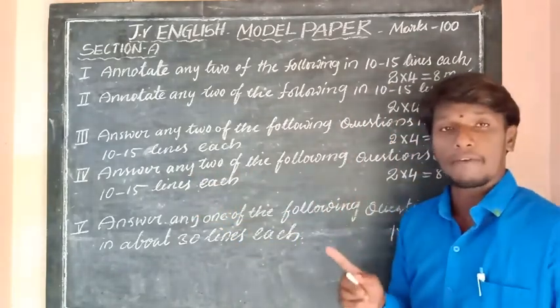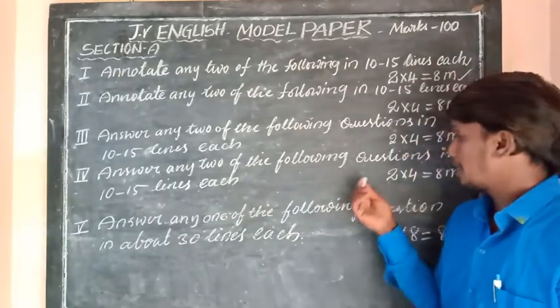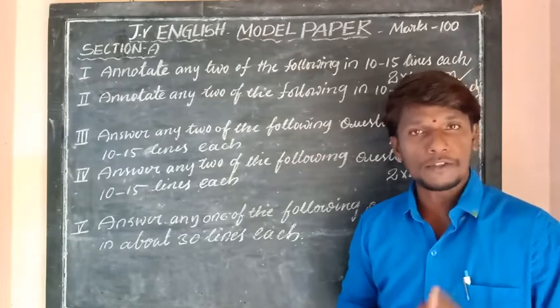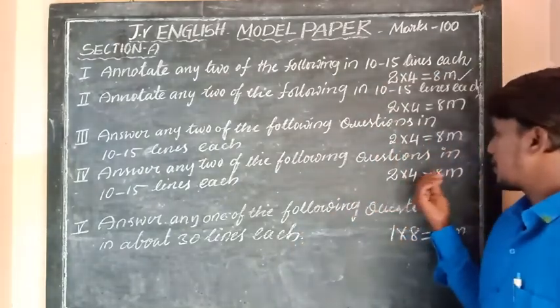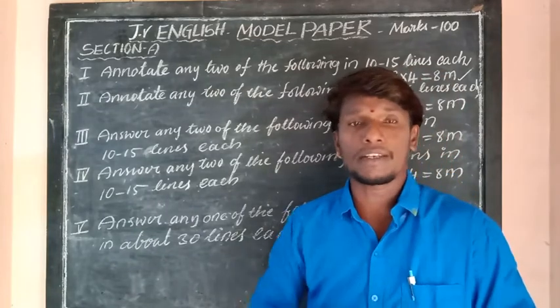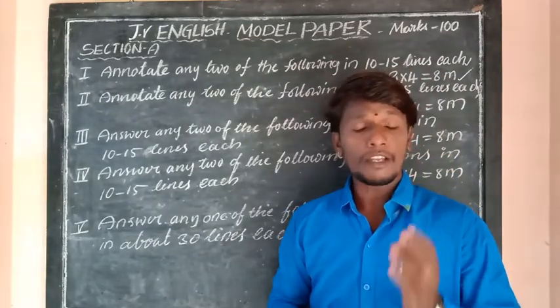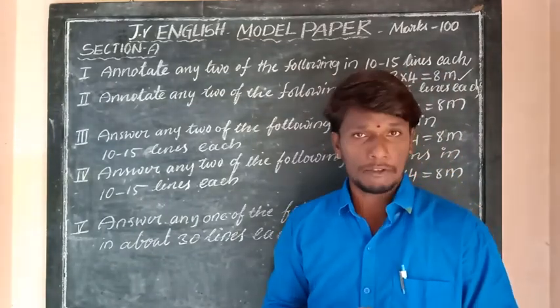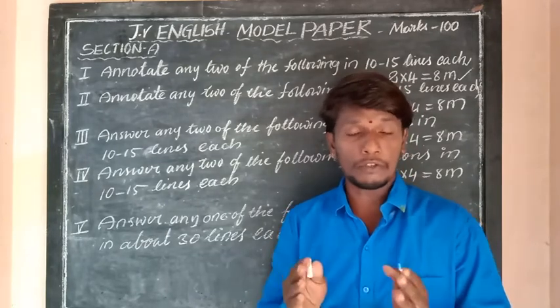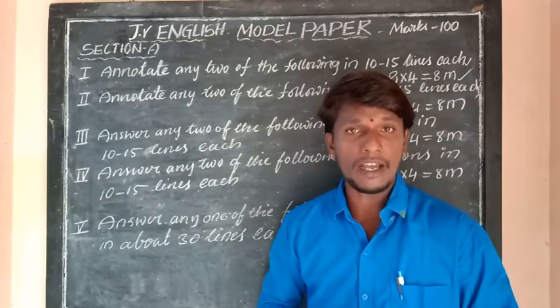4 questions will be given. Out of 4 questions, you can write any 2 questions, and each question carries 4 marks. Therefore, 2 into 4 is equal to 8 marks. So dear students, here one thing you can understand, that from both poetry and prose, you are going to get 32 marks from both annotations and question and answers.